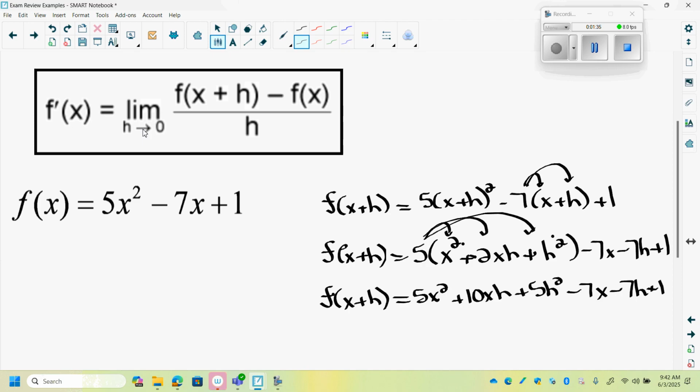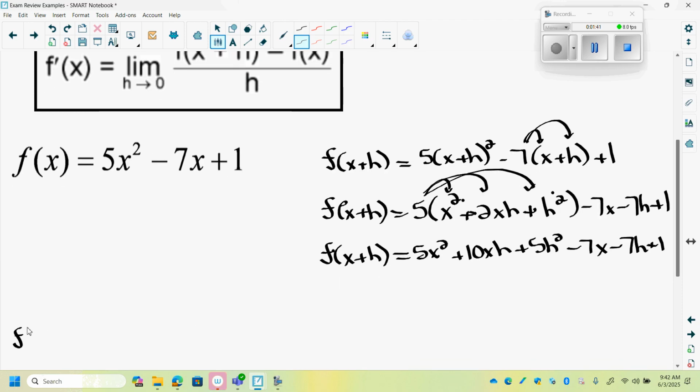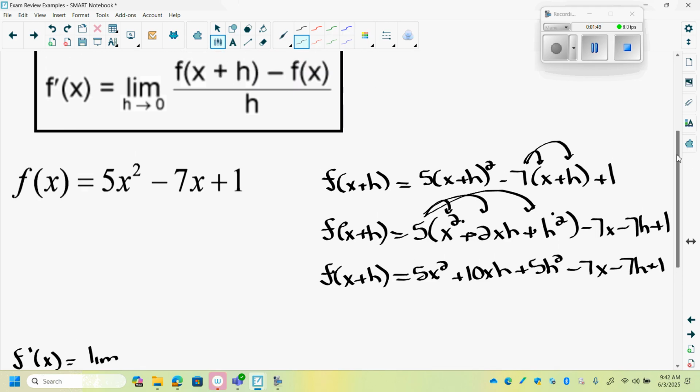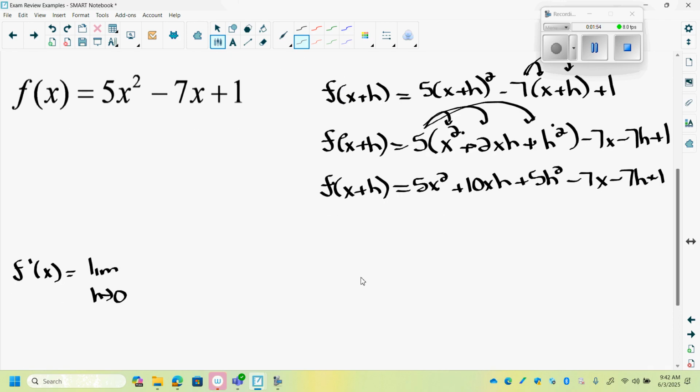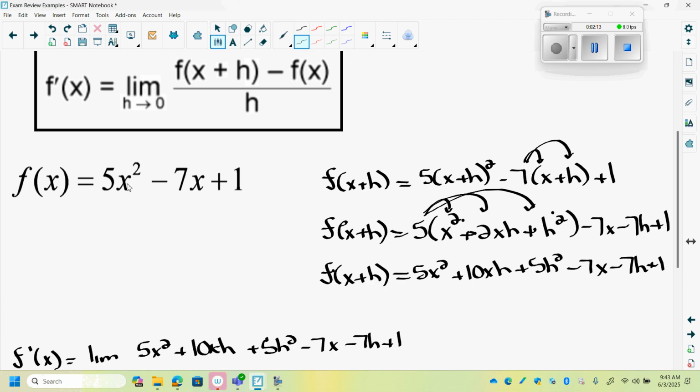Now I'm going to fill in the formula. The formula says that f prime x, the derivative, is equal to the limit, as h approaches 0, of f at x plus h. Okay? F at x plus h, that's these 6 terms right here. 5x squared plus 10xh plus 5h squared minus 7x minus 7h plus 1. And then I'm going to subtract f at x. I'm going to subtract these 3 terms here.